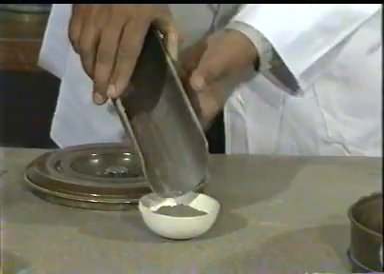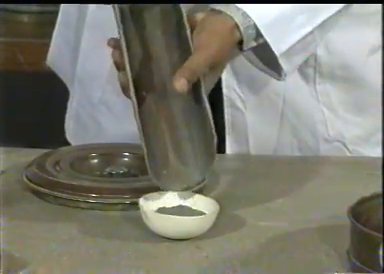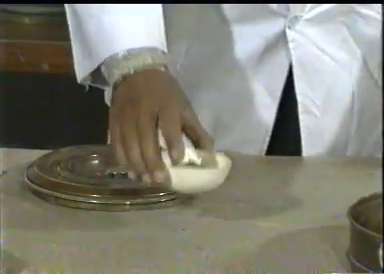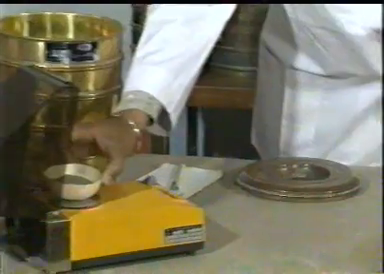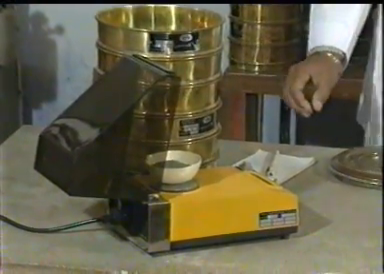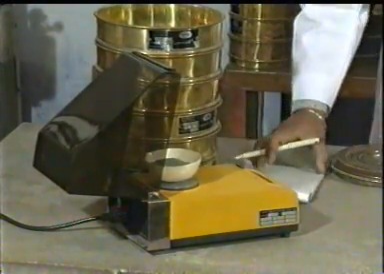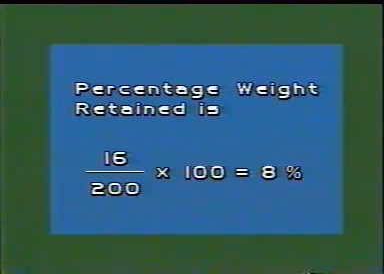Now weigh the residue left after 15 minutes of shaking and determine the percentage weight retained. For example, in this case, the weight retained is 16 grams. Therefore, percentage weight retained shall be equal to 16 divided by 200 multiplied by 100 is equal to 8%.